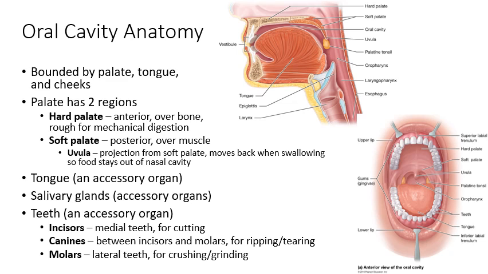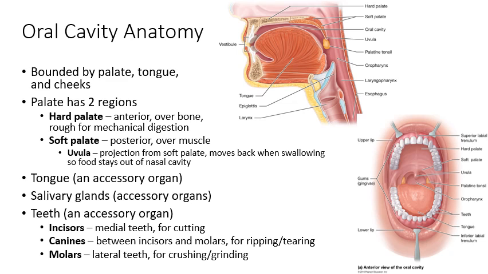Now for the actual GI tract. The first organ of the GI tract that food would encounter is the oral cavity, or the mouth. In the front, the oral cavity is bounded by the lips. On the sides, it's bounded by the cheeks. On the bottom, bounded by the tongue. On the top, bounded by the palate. And in the back, it just kind of merges into the throat.